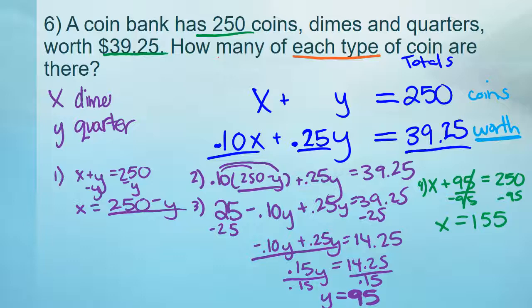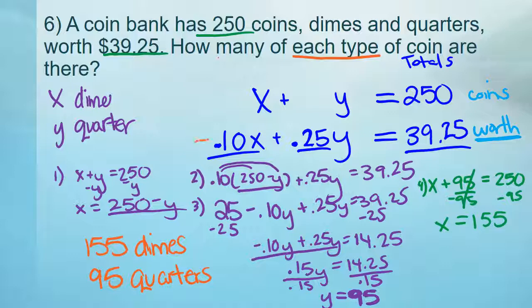So now I'm not done. I need to write out my answers, my solution with labels. So according to this, I have 155 dimes and I have 95 quarters. So let's check. If I add 155 plus 95, I do have 250 coins. Also, if I plug it into their worth equation, that would also prove that I'm correct.